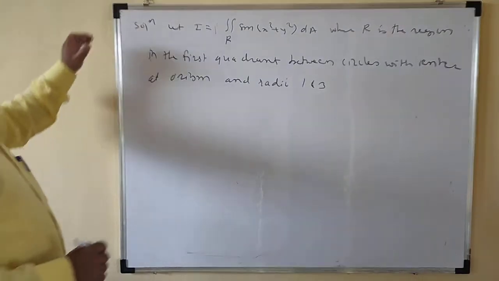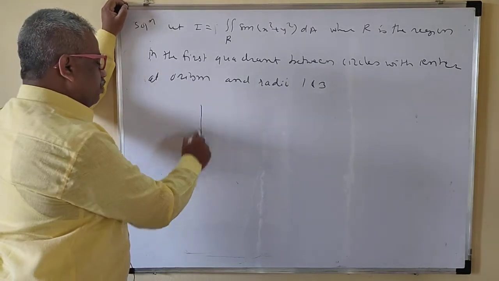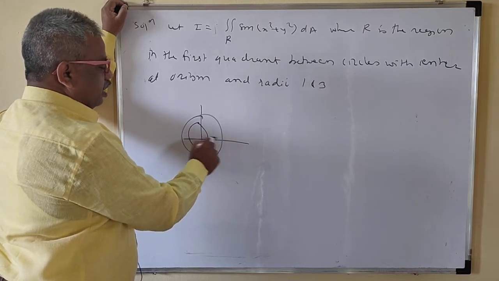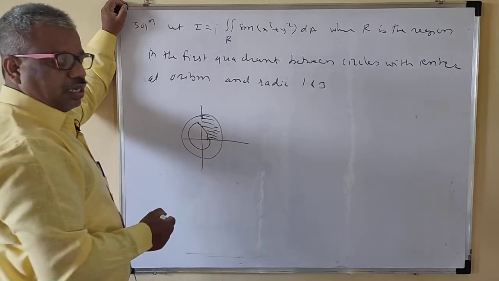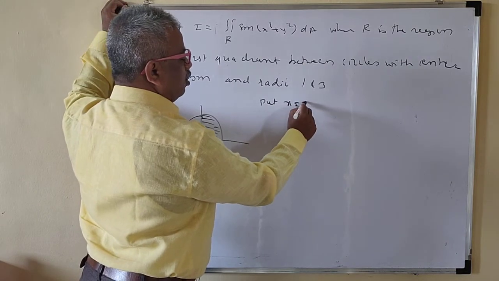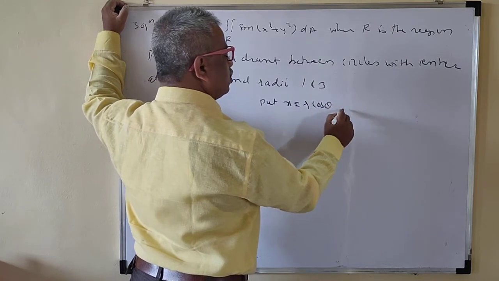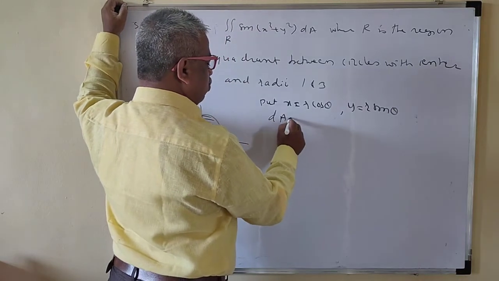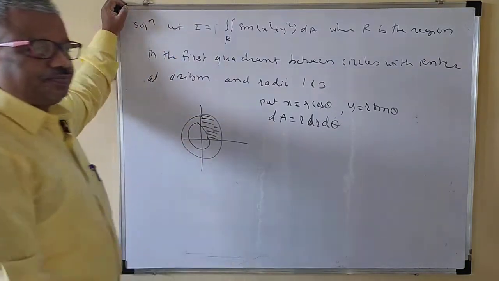Now see here, R is the region. Easily you can see this is the first quadrant of the circles. Radius is 1 and 3, and you are in the first quadrant, so your region is this. See here, put x equal to r cos theta, y equal to r sin theta. So dA is equal to, always write this, dr d theta.